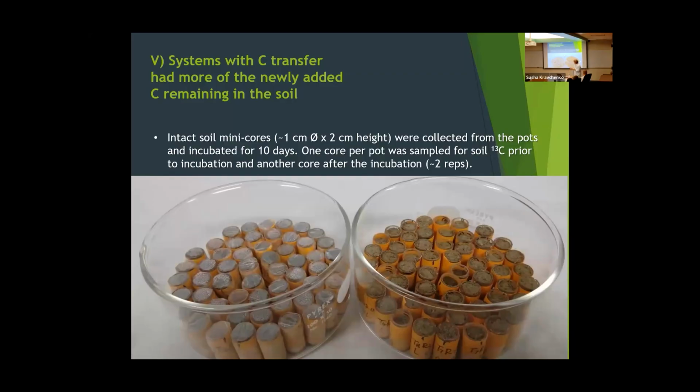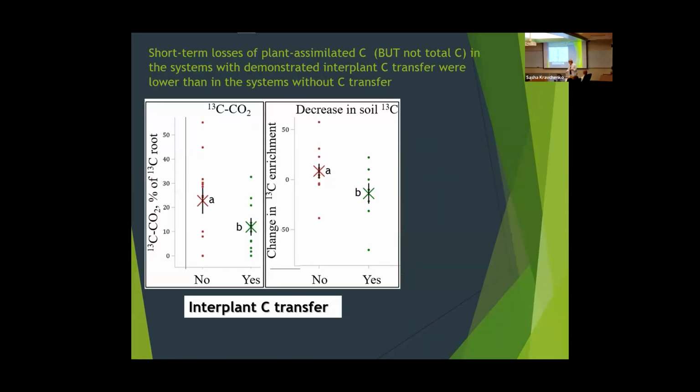And then also, in pairs of those cores, we measured soil 13C before and after incubation. So what we did then was these no-yes groups. We looked at our carbon transfer presence based on the root data, and we separated our treatments into those where there was carbon transfer and those where there was no carbon transfer. So that's what those groups are.